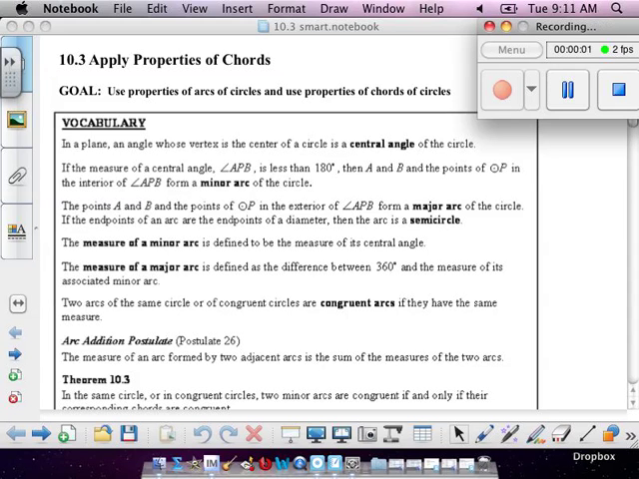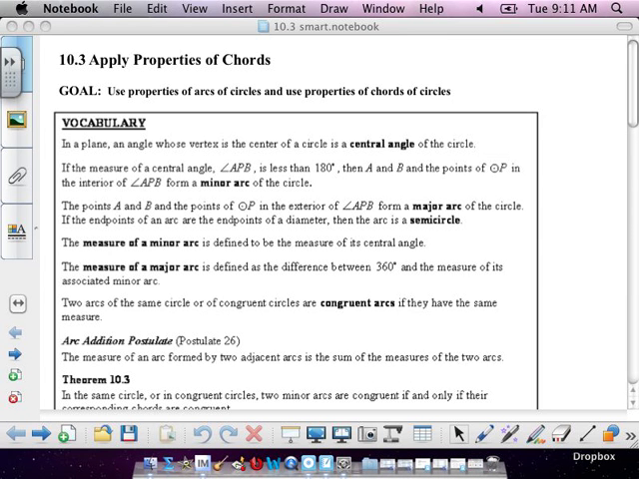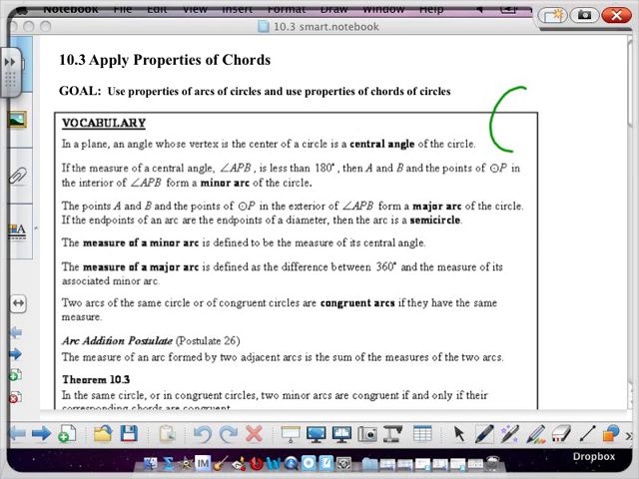All right, ladies and gentlemen, we're looking at applying properties of chords in a plane, and angles whose vertex is the center of a circle are called central angles. We talked about that today in our warm-up. So we've got a circle. The central angle goes through the center of the circle, okay? That gives you a central angle. If the measure of a central angle is less than 180, it's a minor arc, greater is a major arc, and then we've got a semicircle. We've talked about all these things before.